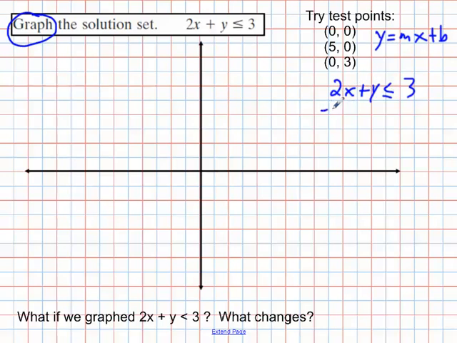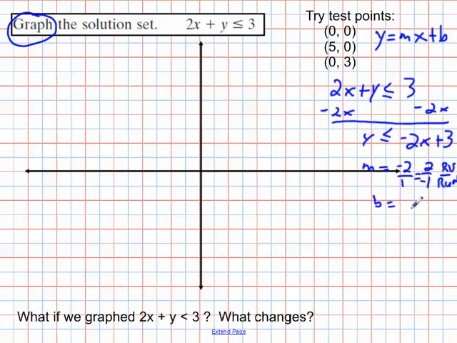So let's modify this by subtracting 2x here and subtracting 2x here. And I would get y is less than or equal to, because we dropped down that less than or equal to sign, negative 2x plus 3. All right, so now this is in slope-intercept form. So my slope m equals negative 2, or negative 2 over 1, or 2 over negative 1, and that's my rise over my run. My b is equal to 3, so therefore my y-intercept is at x equals 0 and positive 3. So that's what I start with.